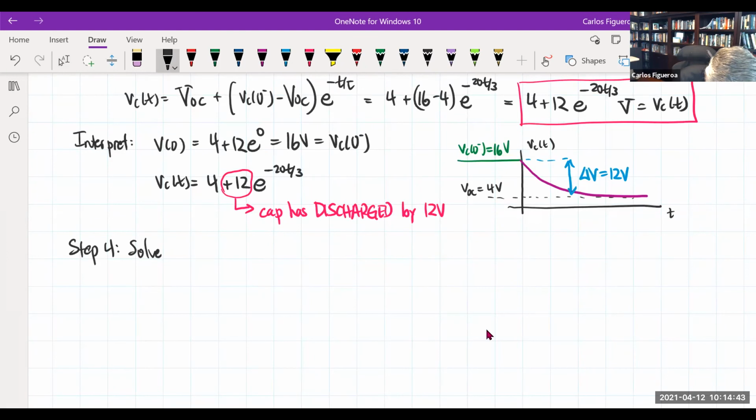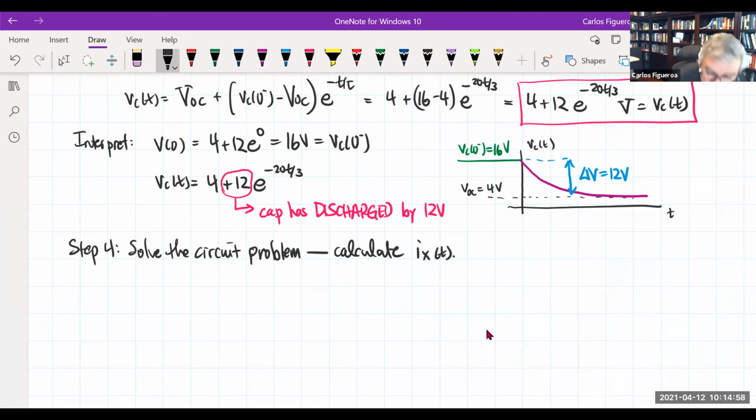So now if I come back here, guess what? We have to solve the circuit problem. And here we need to calculate Ix of t. Carlos, real quick, let's go look at that.